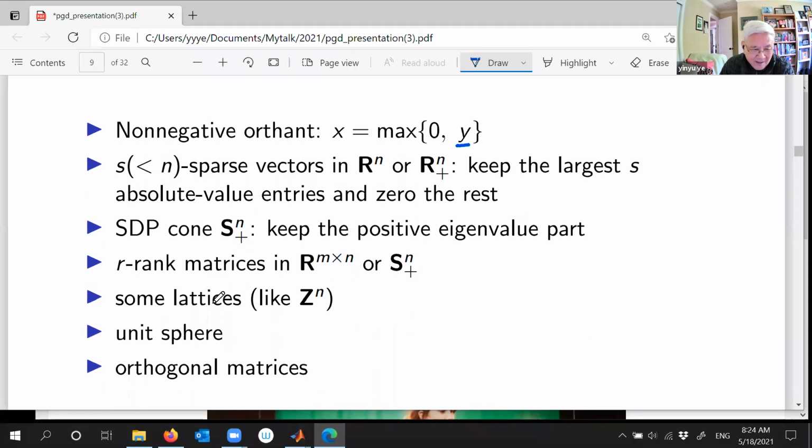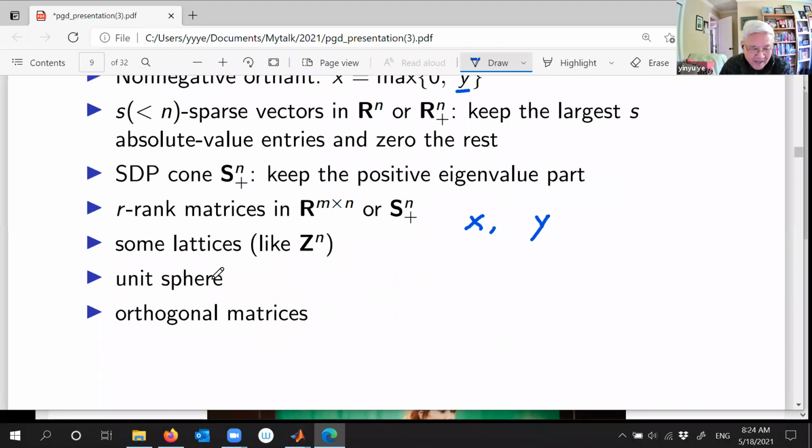And also some lattices, for example, integer points. If X represents all the integer points, then what's the projection? The projection is just rounding y, which could have fractional numbers: take the entries and round them entry-wise to the nearest integer. So that can also be done. Or some other sets, like the unit sphere and orthogonal matrices, all of this can be done very fast.